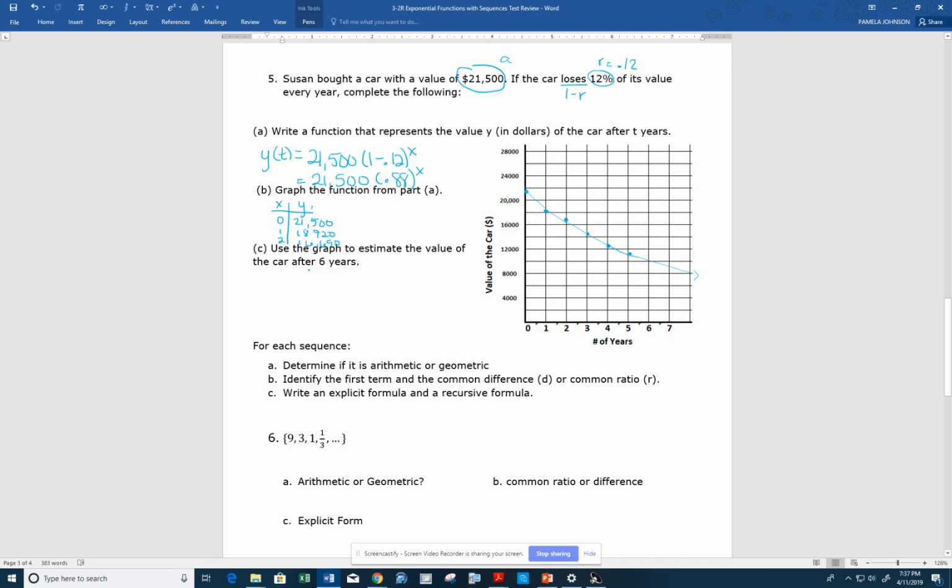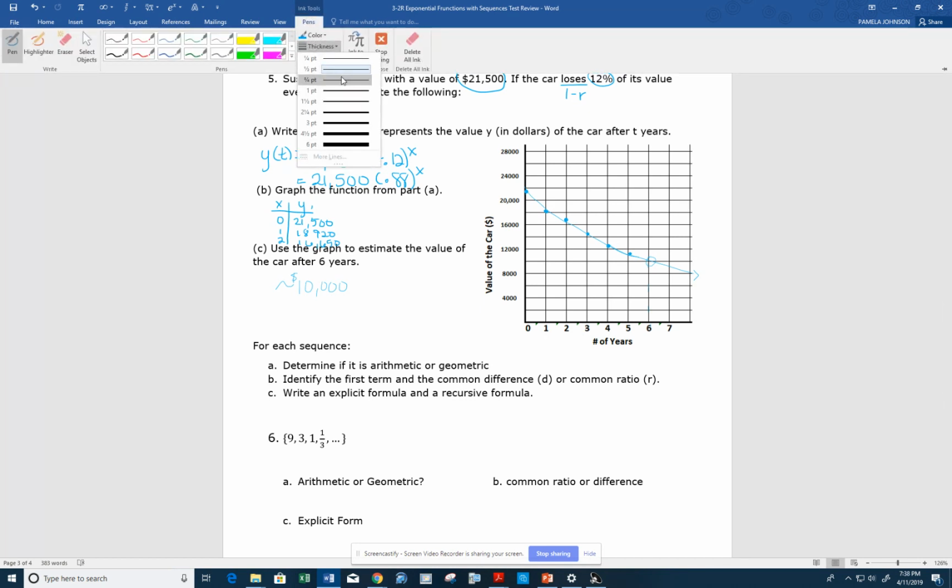Okay. So we want to estimate the value of the car after 6 years. Well, if we go here, kind of go up to 6 years to see where it comes out. It looks like it's a little bit over 10,000. So we could say that we're going to estimate it at about $10,000. It's just looking for an estimate. It doesn't have to be perfect.